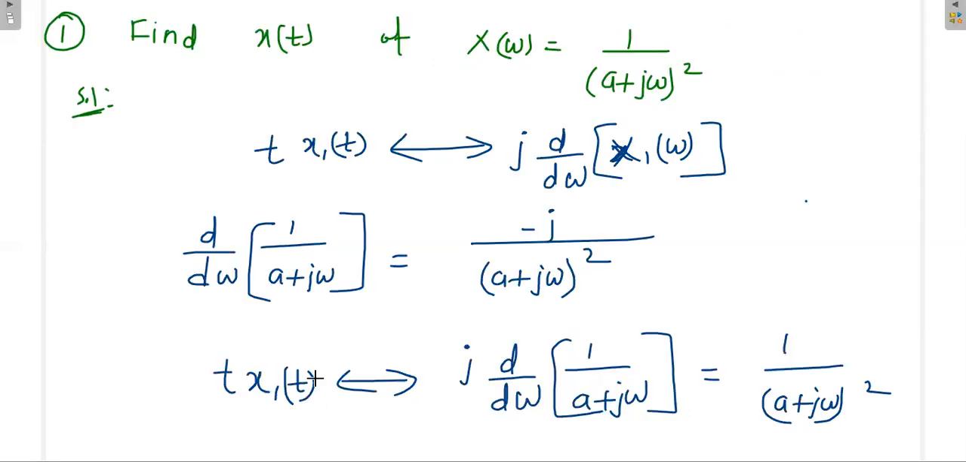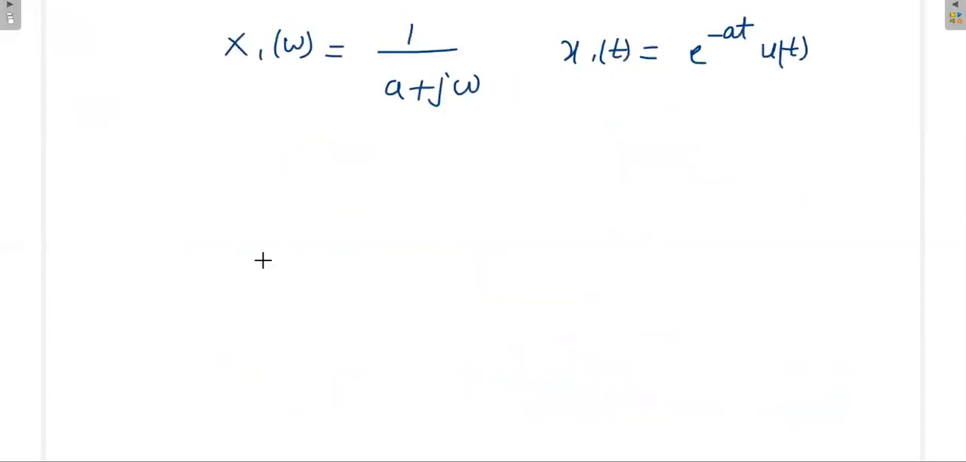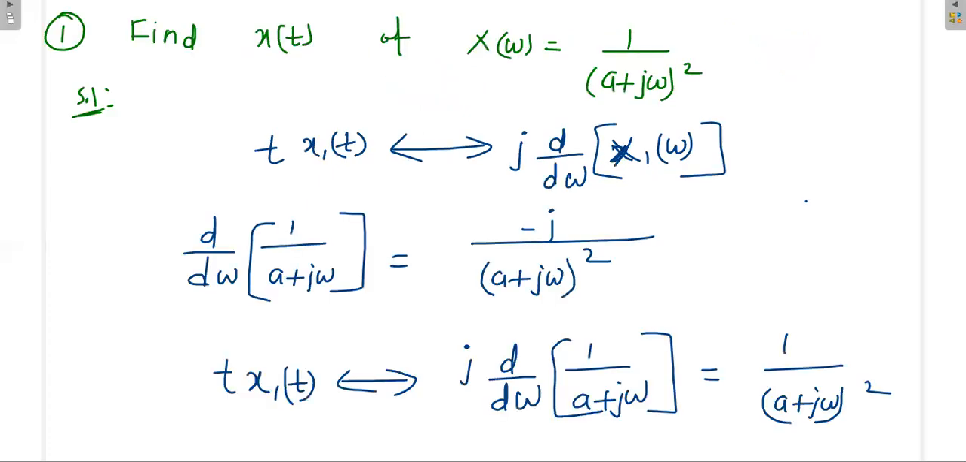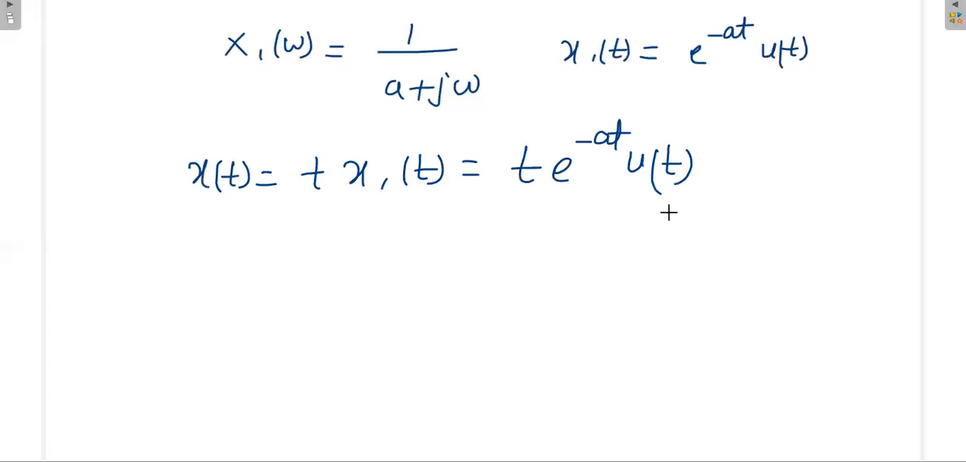Then if x1 of t is equal to e power minus at u of t, what is the inverse Fourier transform for this structure, that is t into x1 of t. So the final answer, x of t, is equal to t into x1 of t, that is t into e power minus at u of t. So we can also find the inverse Fourier transform by using this property. In the last class, we saw it with the help of the convolution property. The same question we are now solving with a different property, and here also we get the same answer.